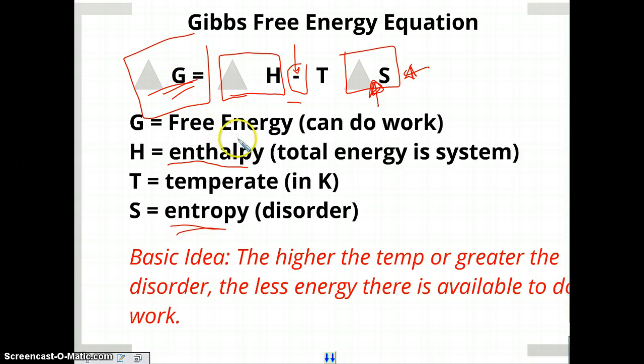Okay, so again, the take-home, don't worry as much about the equation. Just recognize the energy you have available to do work depends on how much energy is in the system and how much disorder there is. And the more disorder, the less energy is available to do work.